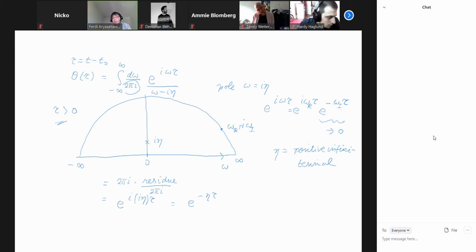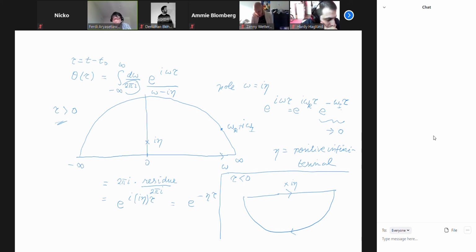Now, if tau is negative, then we close the contour in the lower half plane. Let me just sketch it here. For tau less than 0, we close the contour in the lower half plane like this. There is no pole in this semicircle because the pole is up here. So the integral is just 0. That fits with the definition of the theta function.